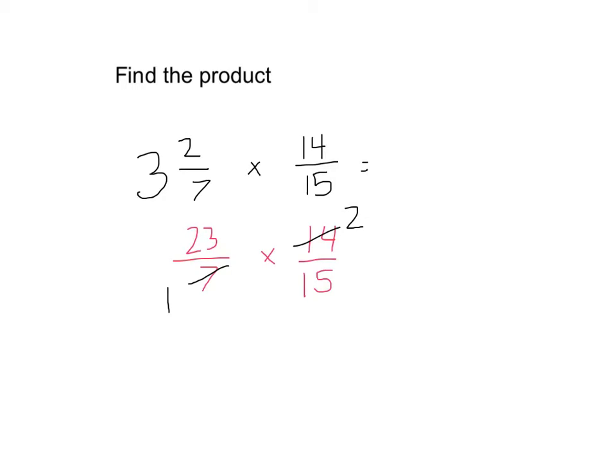Now I'm going to check to see if I can cross-cancel between 23 and 15. Now as I'm looking, I can't think of a number that can go into 23 that can also go into 15, so I'm going to leave that alone.